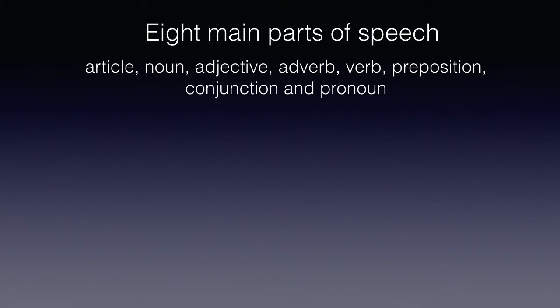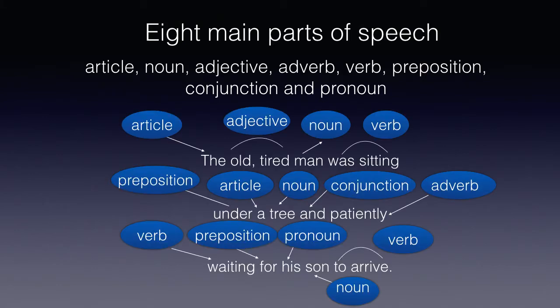Usually, there are 8 main parts of speech that are commonly discussed in grammar books. These are article, noun, adjective, adverb, verb, preposition, conjunction, and pronoun. The old tired man was sitting under a tree and patiently waiting for his son to arrive. From this sentence, you can see examples of all 8 main parts of speech.